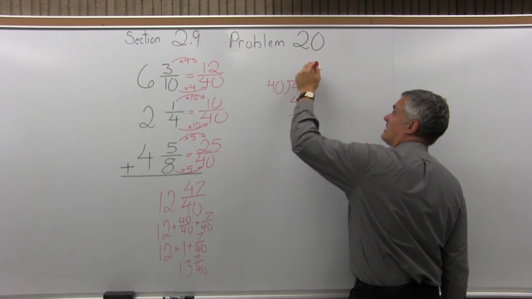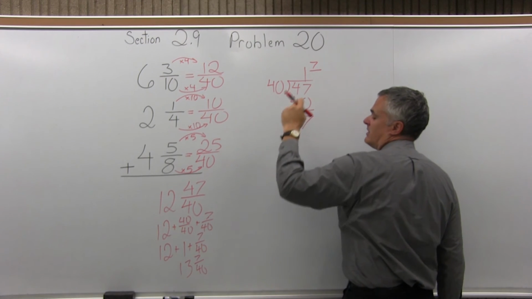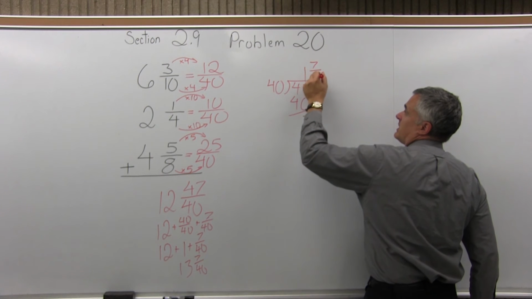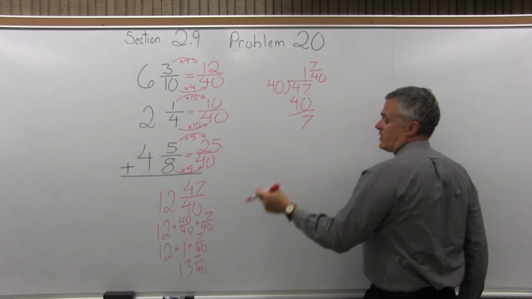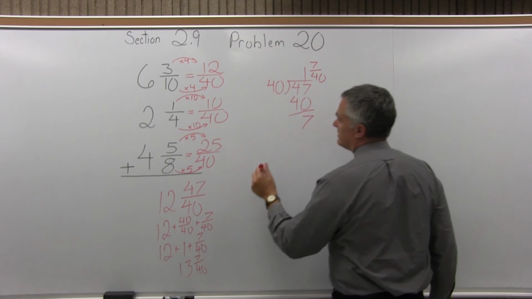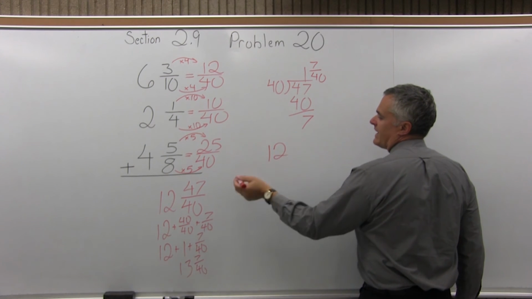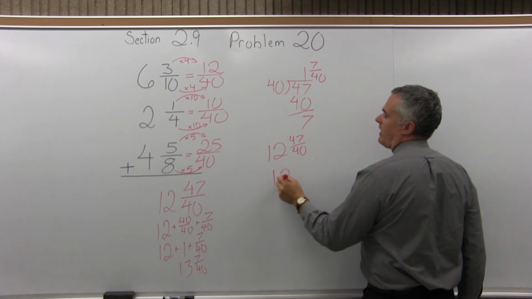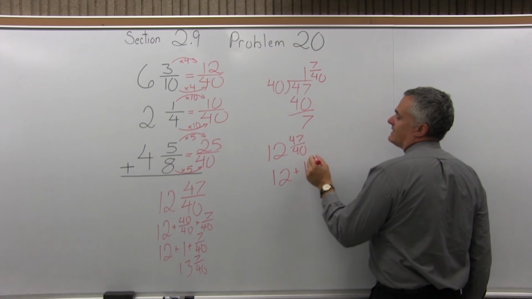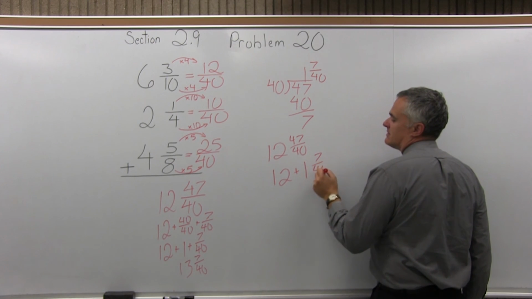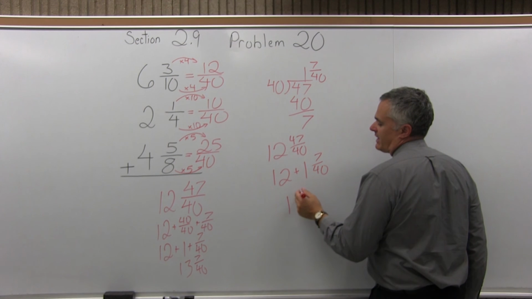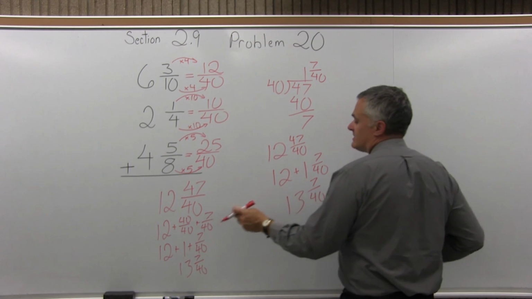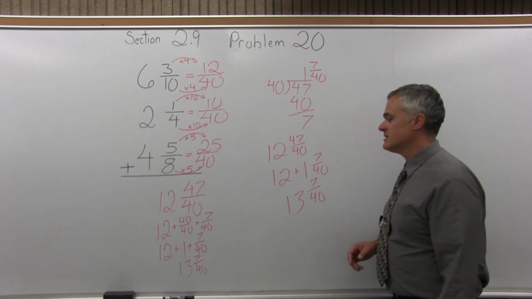That remainder becomes the numerator I'm looking for. And what was the denominator, the number outside the division, becomes my denominator. So I have 1 and 7/40, which is what I got before. So 12 and 47/40 is the same as 12 and 1 and 7/40. The 12 and 1 I can combine, make 13 and 7/40. So I get the same answer, 13 and 7/40.